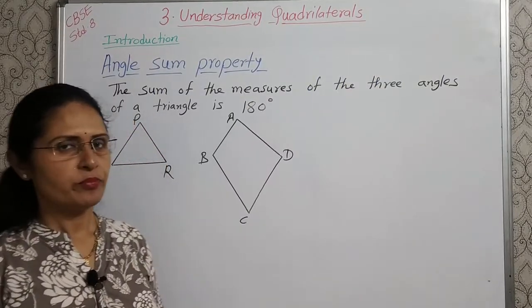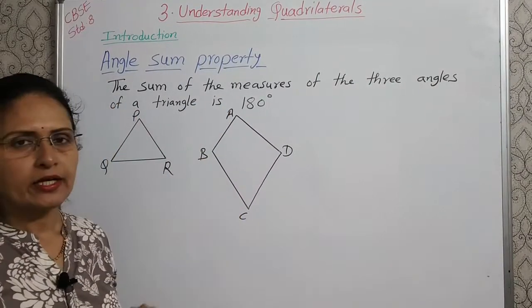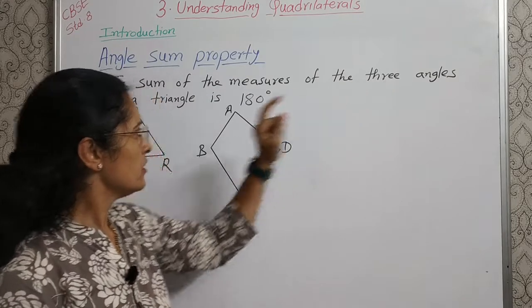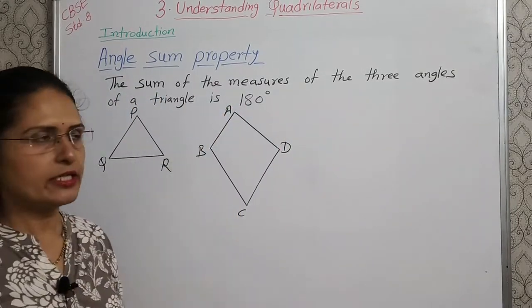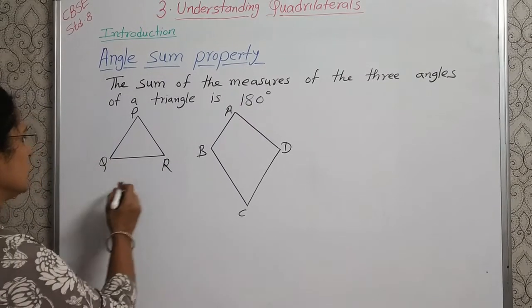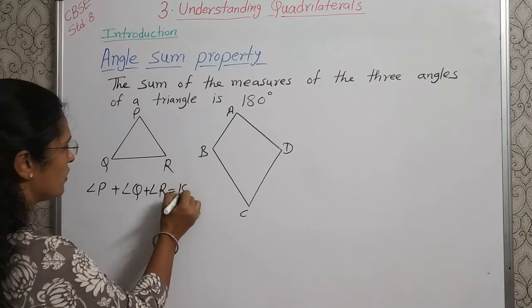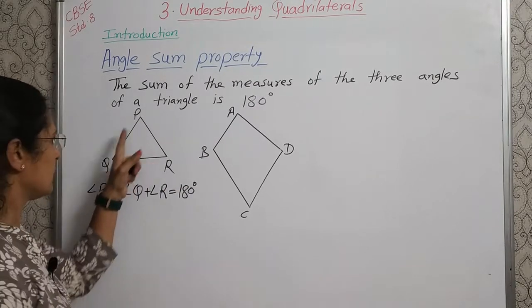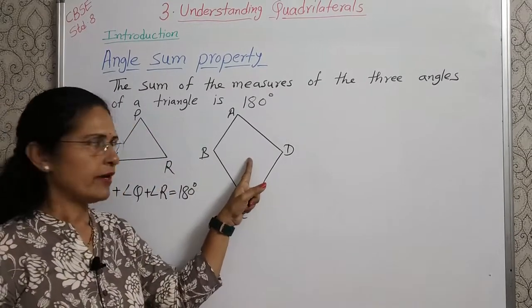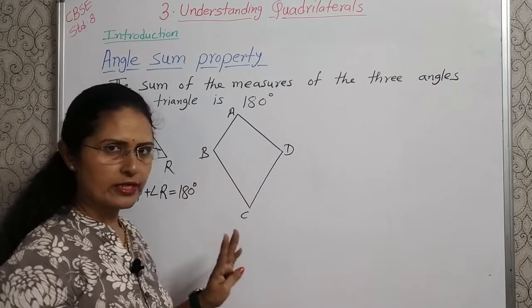Next, angle sum property. Already you are aware of this property, the sum of the three angles of a triangle. The sum of the measures of the three angles of a triangle is 180 degrees. It means here angle P plus angle Q plus angle R is equal to 180 degrees. Now using this property we can find out the sum of the four angles of this quadrilateral. This polygon has 4 sides, 4 vertices, 4 angles.